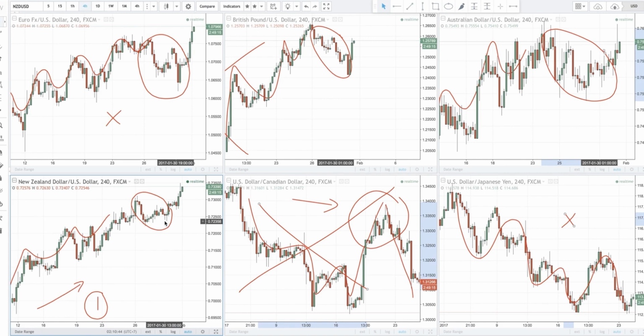So if New Zealand USD looks better than Aussie USD, why did I still pick Aussie USD? Because New Zealand USD didn't have the one factor that makes traders money. It didn't have sellers strong enough to show me the world is thinking it's a sell.